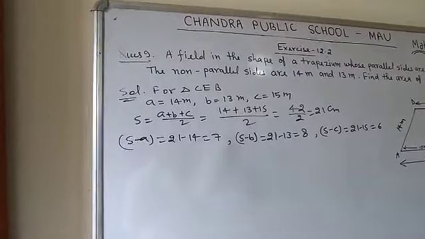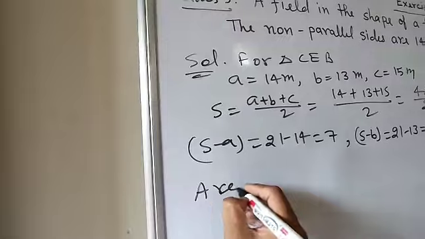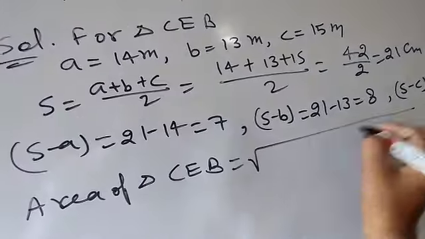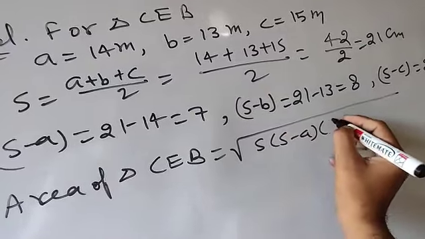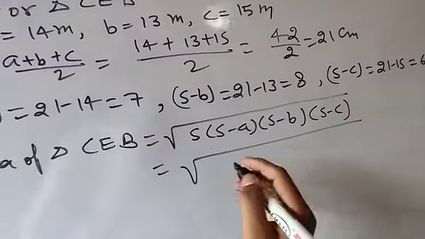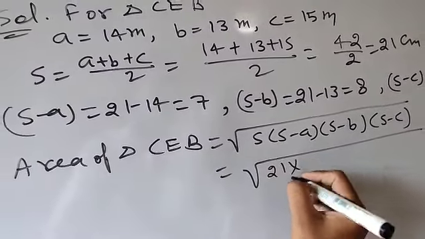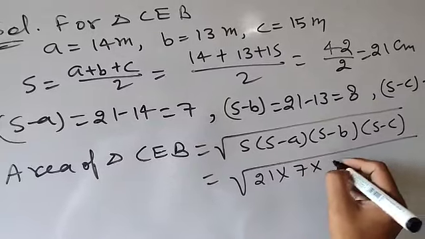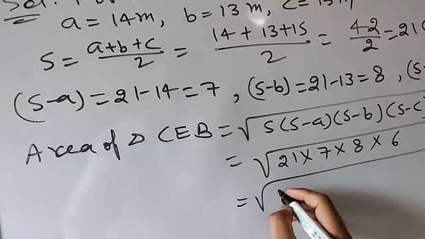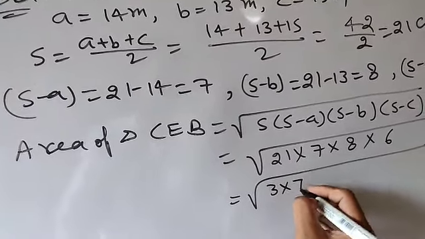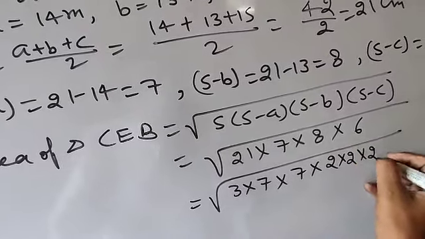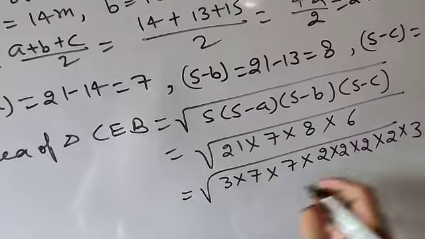Now I am going to find the area of the triangle. So area of triangle CEB is equal to under root S into S minus A into S minus B into S minus C. Here it is equal to under root 21 into 7 into 8 into 6. Now write the numbers in pairs. 21 can be written as 3 into 7. 7 is already here. 8 can be written as 2 into 2 into 2, and 6 can be written as 2 into 3.